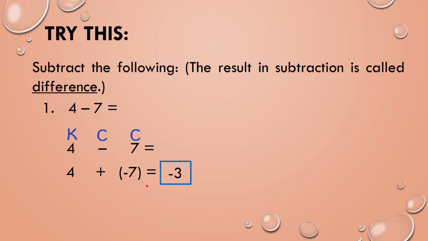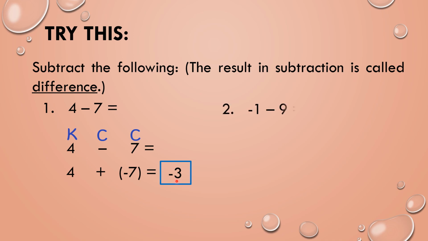Remember to copy the sign of the bigger number. So since ang 7 ay mas malaki sa 4 at ang 7 ay may sign na negative, therefore the answer must be negative. So ang sagot sa 4 minus 7 is equal to negative 3.